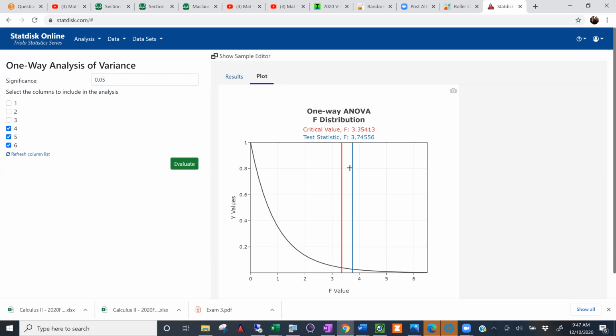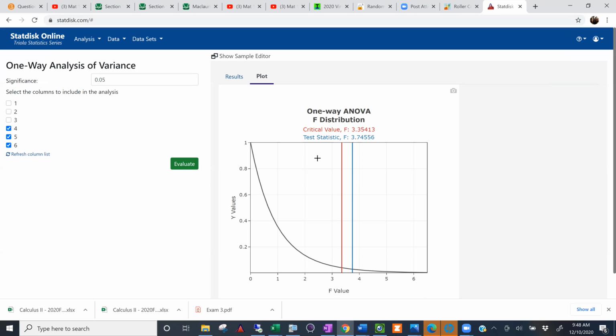So what we feel is that it's unlikely that we could get this data and have an H naught that's true. It could happen. So we could be making a type 1 error and rejecting H naught. But the probability is against that. There's only like a 3.67% chance that we're making a type 1 error.